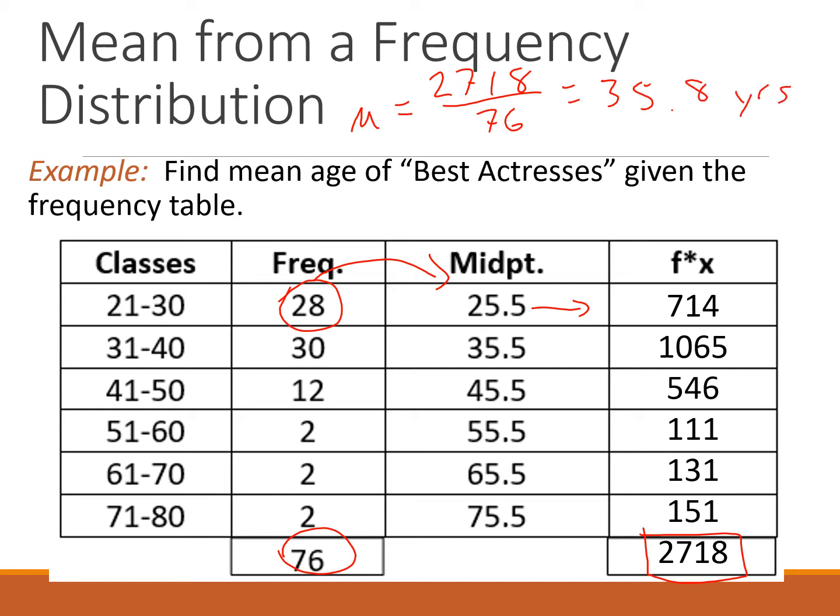Now, if we compare this to the actual data set, if we had the actual ages of all these winners, which we did in the previous chapter, we would find that the actual mean is 35.7. So this is a pretty accurate way to find the mean based on a frequency distribution.